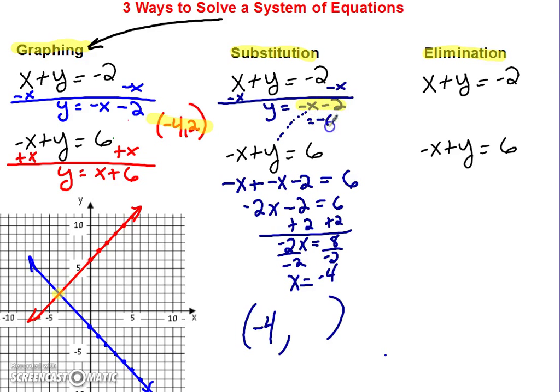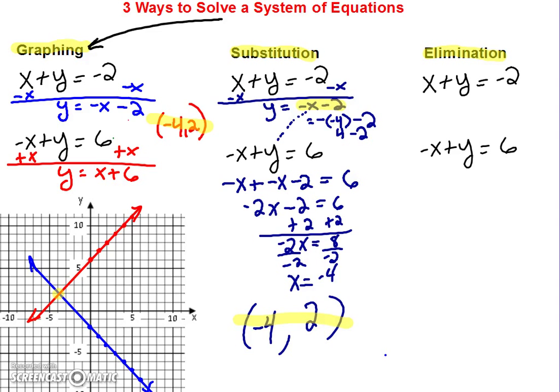So it's negative x minus 2, and notice I have a negative 4 that I solved for x down here. So negative times negative 4 is positive 4, 4 minus 2 is 2. Notice that my answer that I got with graphing matches the same answer I got with substitution. It's the same problem. You're going to get the same answer. It's just a different method.